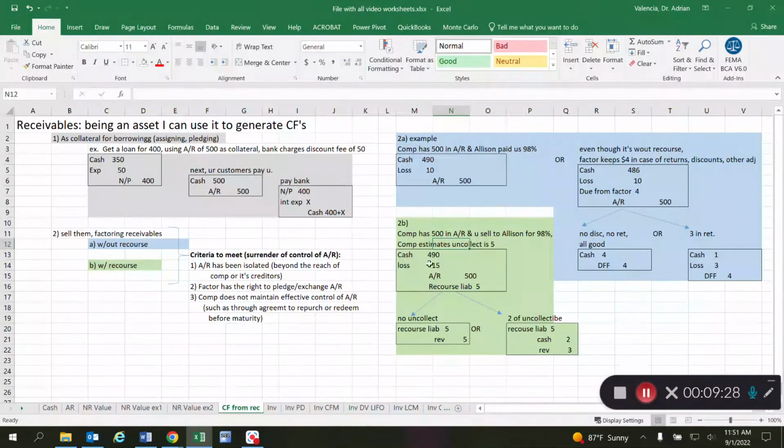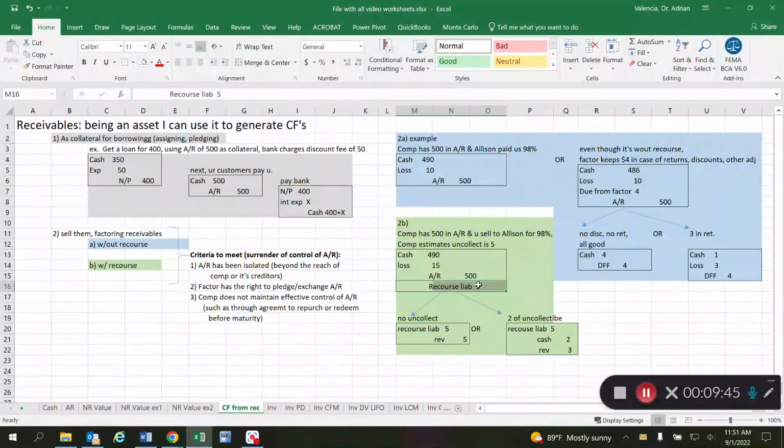So notice what happens. We still get $490 from the sale. We still remove our accounts receivable for the whole 500, but now we add a recourse liability, which may require us to pay in the future.